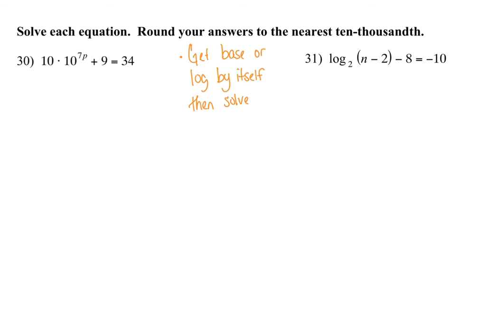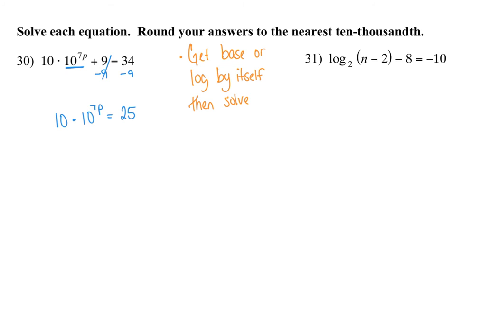So the goal here, whether you're solving exponential functions or logarithms, is to get the base by itself, whether it be the exponential base or the logarithm. You want the base or the logarithm by itself, which means get rid of everything that is not it. So for number 30, you're going to think of solving as though you want to get this piece by itself, okay? The 10 to the 7p. You want that by itself first, all right? Which means I am going to subtract the 9 over. So now I have 10 times 10 to the 7p equals 25.